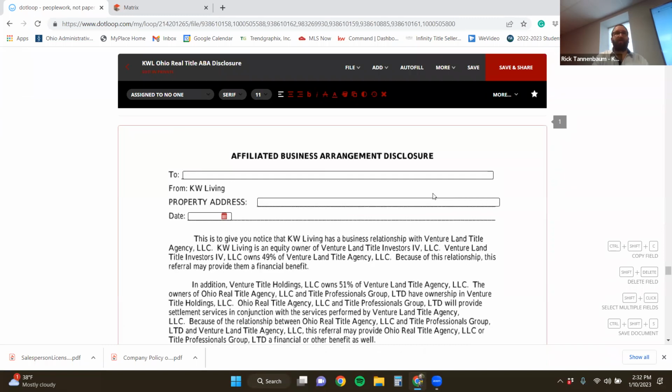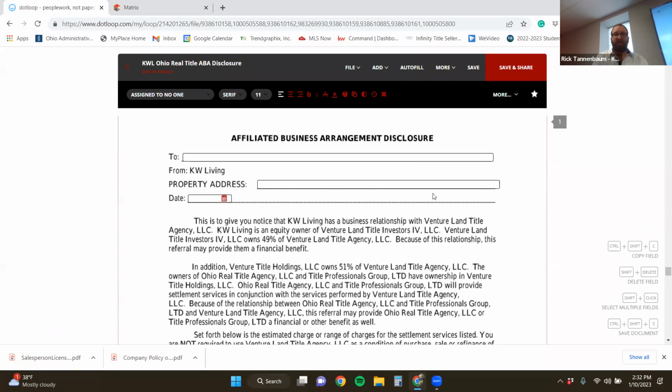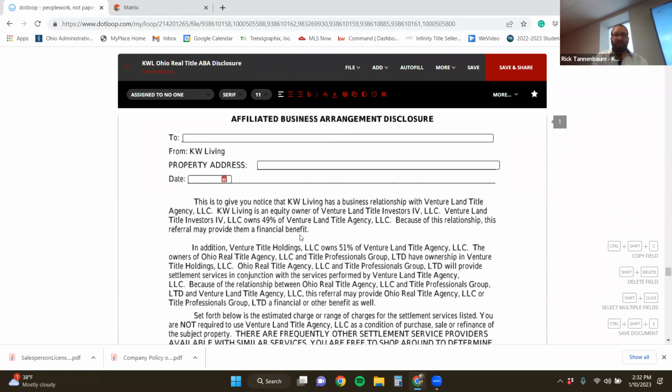Here's our affiliated business arrangement disclosure notice. This just says that Keller Williams Living has a business relationship with Ventureland Title, which is Ohio Real Title. So if we're using Ohio Real, by the way, Title Professionals is also part of Ventureland. So I think there's a few agents in our office that have their own relationship with Title Professionals, or whoever the listing agent says we want to use Title Professionals, understand that we need this ABA there too, because those two companies are both part of Ventureland.